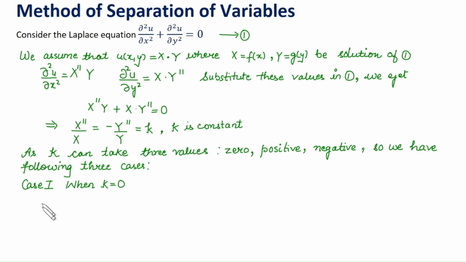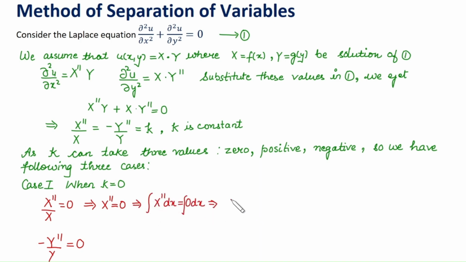So the first ordinary differential equation we have in terms of x is second order derivative of X divided by X is equal to 0. On the other hand, minus second order derivative of Y divided by Y is equal to 0. Here we have plugged in k is equal to 0. So this results in second order derivative of X is equal to 0. As it is a function of x, we can integrate both sides with respect to x. So this results in first order derivative of X is equal to integration of 0, which is 0, plus an arbitrary constant, let it be c1.